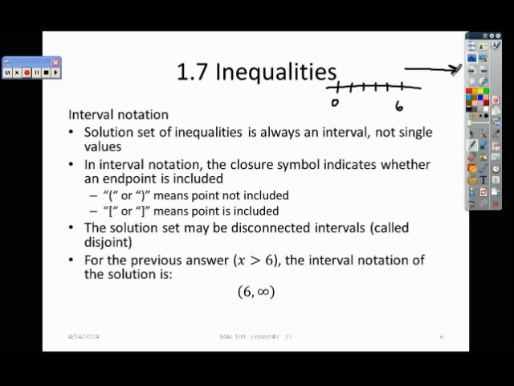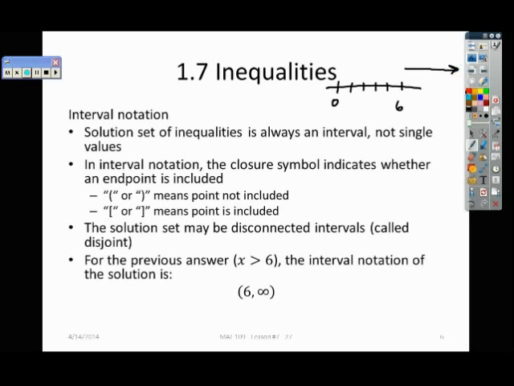On the infinity, infinity always uses a parenthesis. There will never be a bracket on infinity. It's always a parenthesis. If you have a linear inequality, you will always have one half of the number line. You'll either be everything to the left of a number or you'll be everything to the right of a number. If you're to the right, the way this answer was, you begin at the number and go to plus infinity.